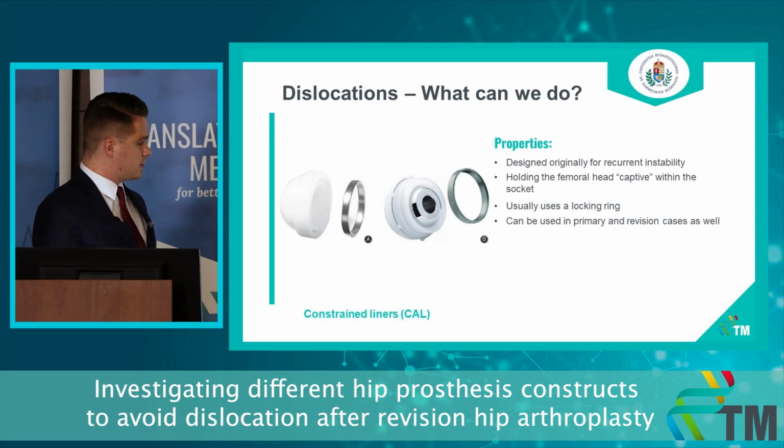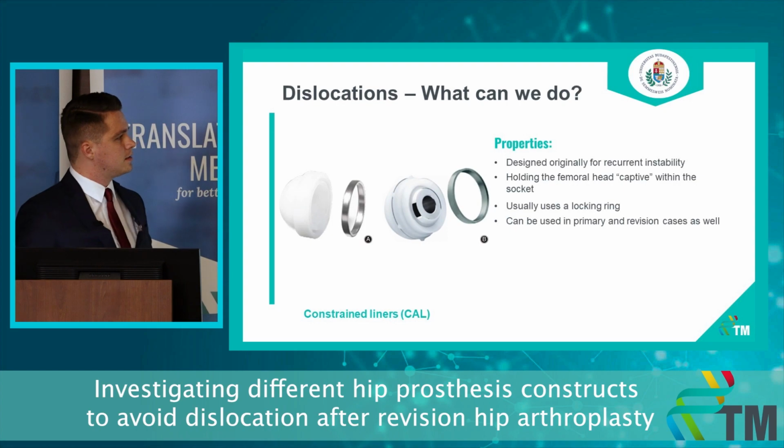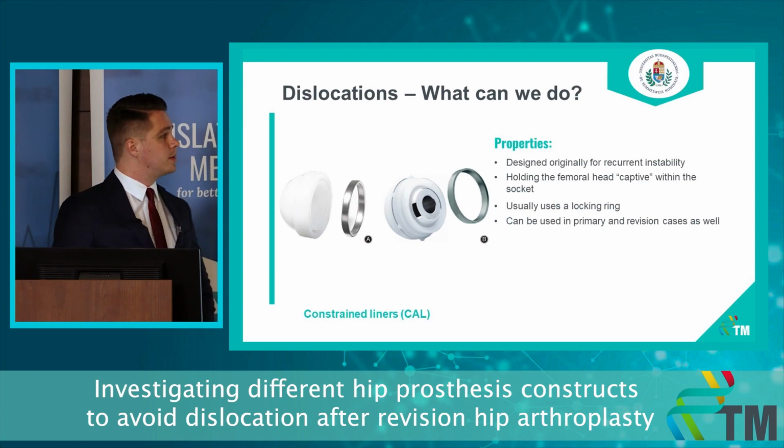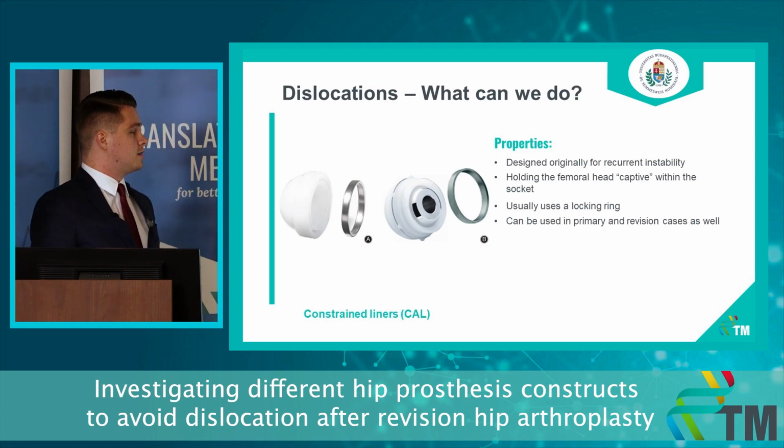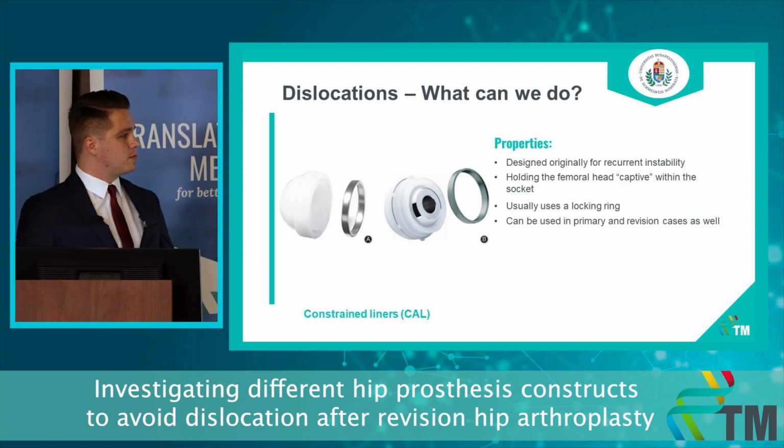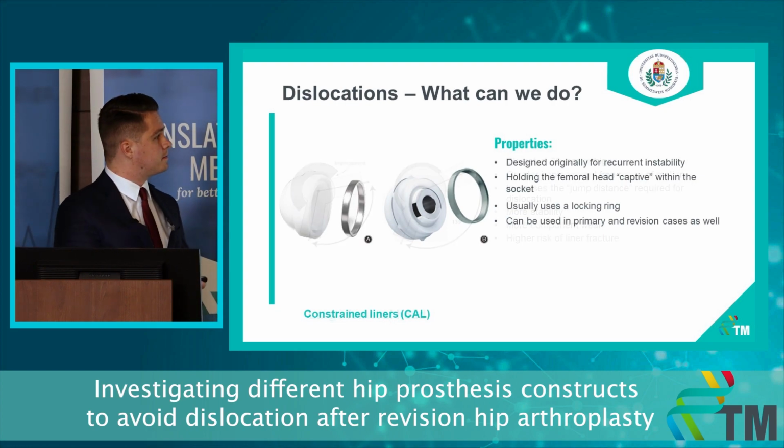Another option is using a constrained liner. Here you can see an example of that on the picture. It is designed originally for recurrent instability, and it is holding the femoral head captive within the socket. That's why it is preventing the dislocation. It usually uses a locking ring to do that. Here you can see that on the picture. Here is the locking ring. And it can be used in primary and revision cases as well.